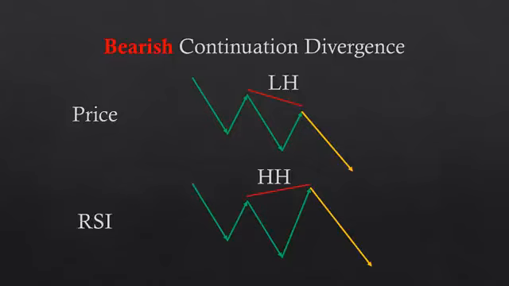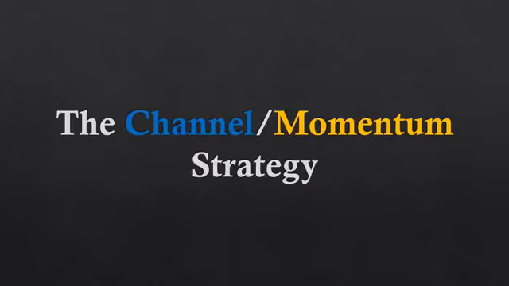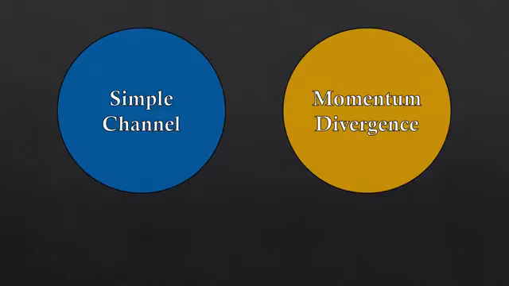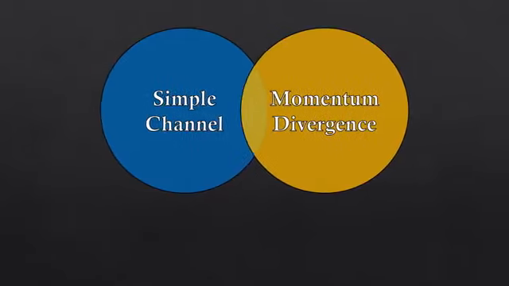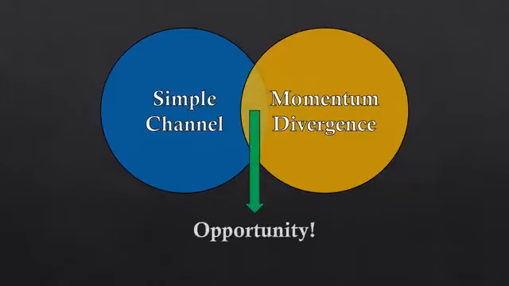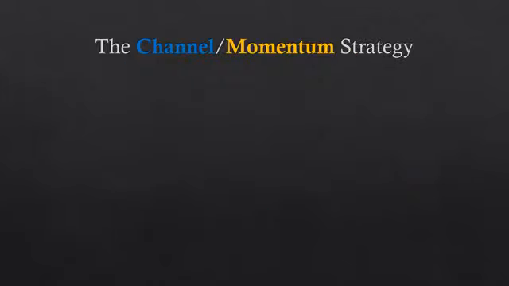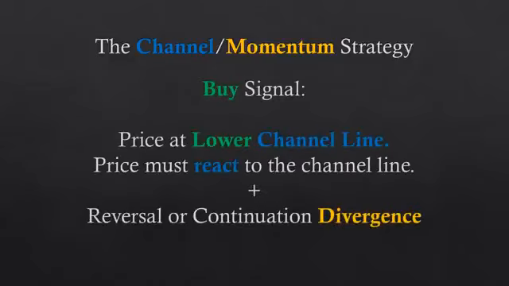Let's now build the channel momentum strategy based on these techniques. As I said before, this strategy is very simple. The buy and sell signals happen when price hits the simple channel line at the same time that a reversal or continuation divergence is happening in the RSI. For a buy signal, price will hit the lower line of the simple channel. Ideally, you want to see price showing some sort of reaction to the channel line, and then you check if the RSI is displaying a bullish reversal or a bullish continuation divergence.